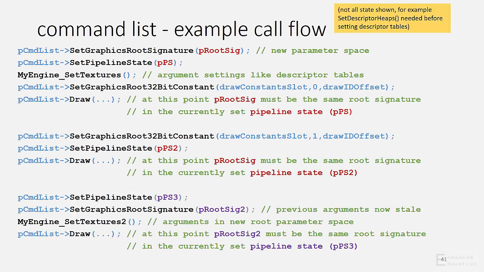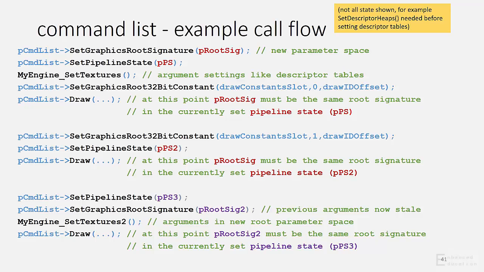Here's an example call flow during the recording of a command list. It illustrates the use of a couple of root signatures, setting of some pipeline state, setting some root arguments, and drawing. You'll see that the order that state is bound on the command list doesn't matter, as long as by the time draw arrives, all of the currently set state is self-consistent. The other requirement is that in order to be able to set root arguments on the command list, first a root signature has to be set to define a parameter space so that the arguments make sense.